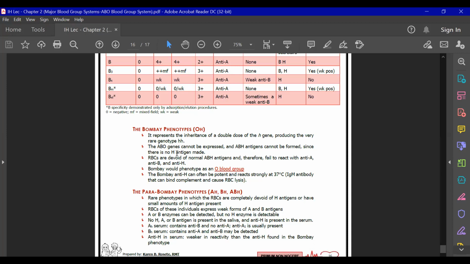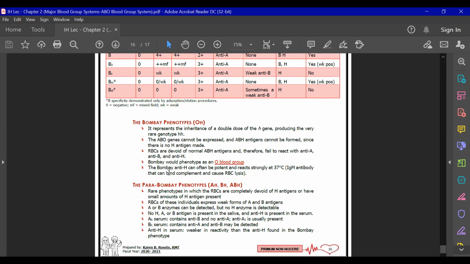Understood? So the RBCs are devoid of the normal ABH antigens, and therefore when the red cells of these individuals are reacted with the antisera, your anti-A, anti-B, and anti-H, there will be no agglutination. Your Bombay phenotype is considered blood group O, basically because they do not have A and B antigens.